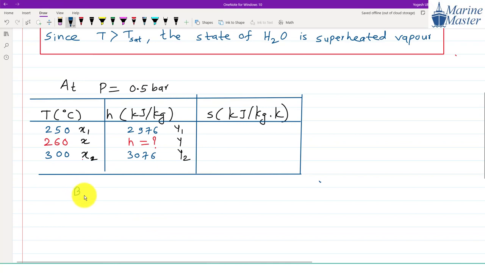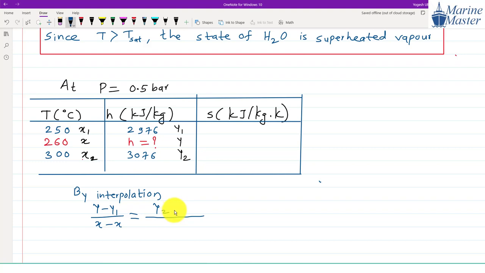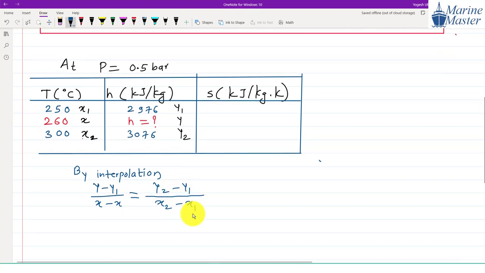Every time there is no need to write down this interpolation, as it is a basic numerical, but some of you maybe with a different background need this discussion, and it is always good to have it. So what is the interpolation relation? (y minus y1) divided by (x minus x1) is equal to (y2 minus y1) divided by (x2 minus x1).